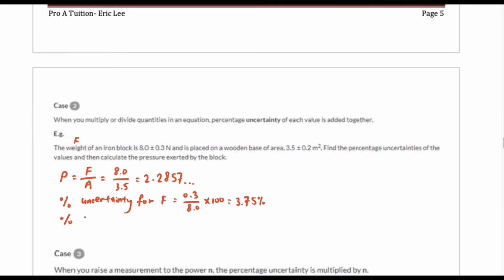So percentage uncertainty for error, for area, 0.2 over 3.5 times 100. Okay, 0.2 over 3.5 times 100. So we get 40 over 7, which is 5.71%. Okay. So based on the information here, we need to add up the percentage uncertainty.